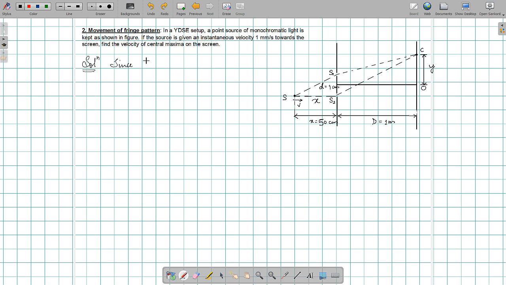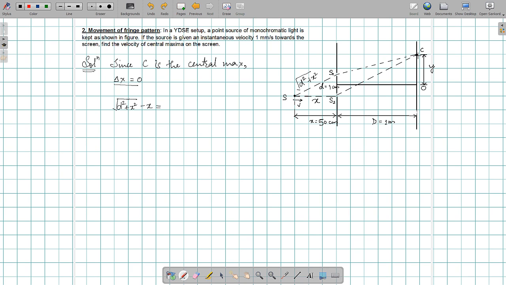Since C is the central maxima, delta x should be equal to 0. Before the light reaches the slits, this distance is x, this is d, so this distance will be the square root of d squared plus x squared. So before it reaches the slits, it has already got a path difference of the square root of d squared plus x squared, minus x.